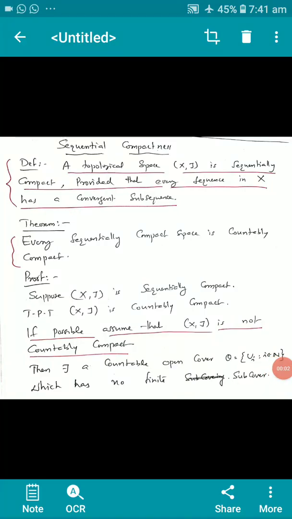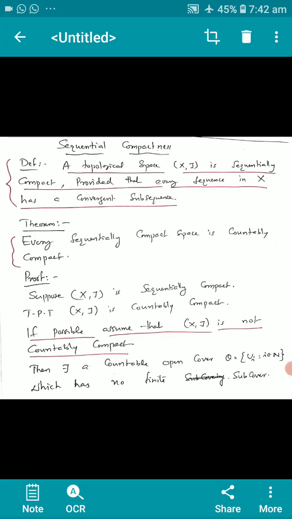Dear students, today I am giving the second video on topology 2. Last class we had discussed compactness. Today we look at the different types of compactness, and especially we are concentrating first on sequential compactness.